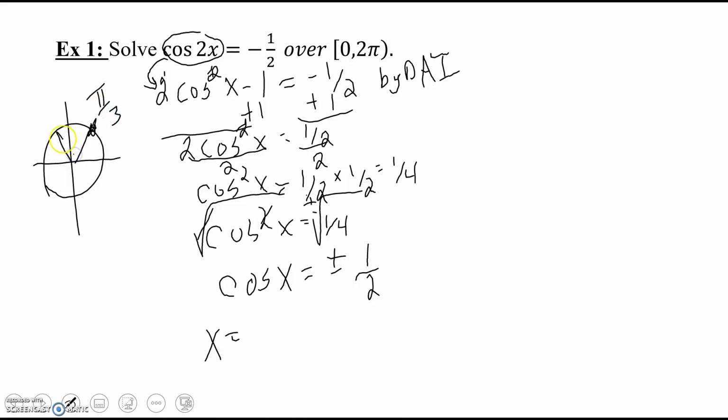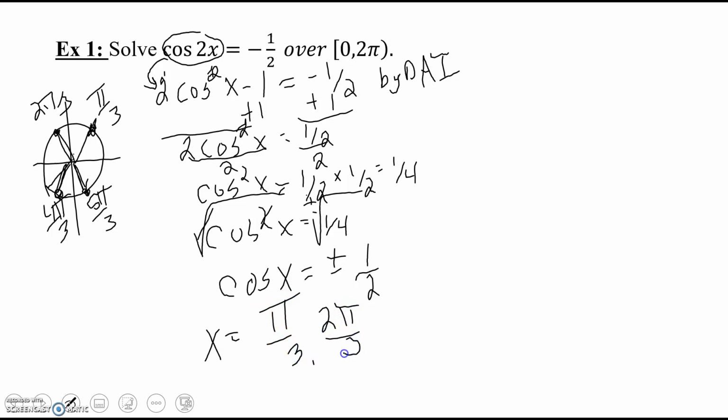And so it would also be here at 2 pi over 3. That's where it would be negative 1/2. It would also be, closer to the y-axis, here at 4 pi over 3. And also around here at 5 pi over 3. And so those are all the angles that have 60 degrees as a reference angle. So your answers would be pi over 3, 2 pi over 3, 4 pi over 3, and 5 pi over 3.